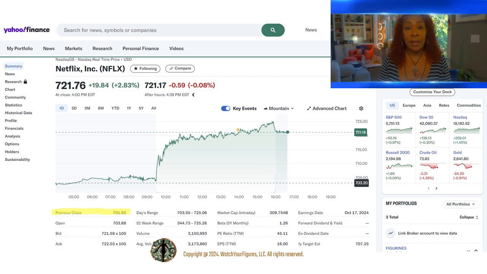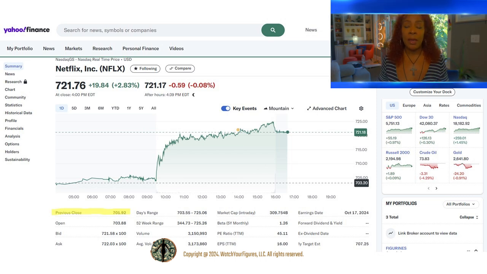Now, the first thing you see is highlighted. Everything I'm talking about is going to be highlighted in yellow. So the first thing you want to see is it says previous close. And what that means is that the market is open from what? 9:30 a.m. until 4 p.m. So whenever you see previous close, what that means is that that was the price the stock was at 4 o'clock that day when it closed the previous day.